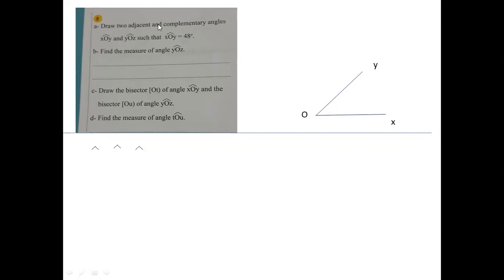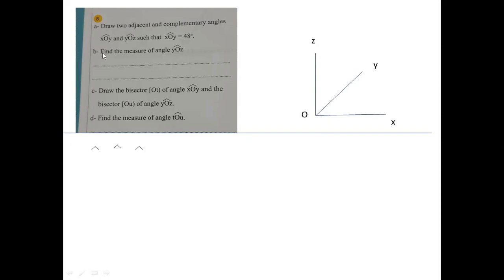In order to draw the second arm, we have to put our protractor on the vertex. The center of the protractor should be on the vertex. The first line of the protractor should be on OX. We measure 90 degrees in order to get OZ. So these two angles, XOY and YOZ, are complementary angles because they measure 90 degrees together, which is the angle XOZ.